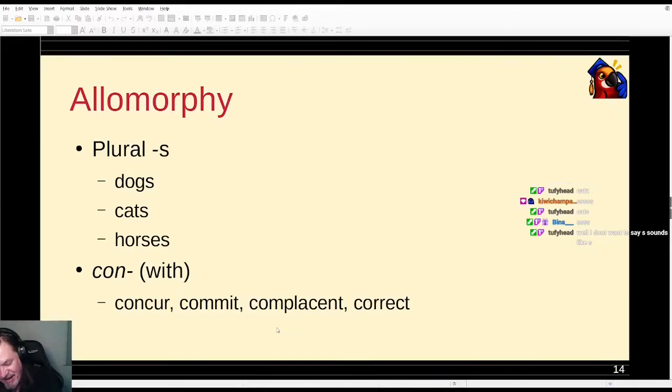S does sound like Z for the first one, S for the second one, uz for the third one, right? Notice how hard it is to say cats with a Z.